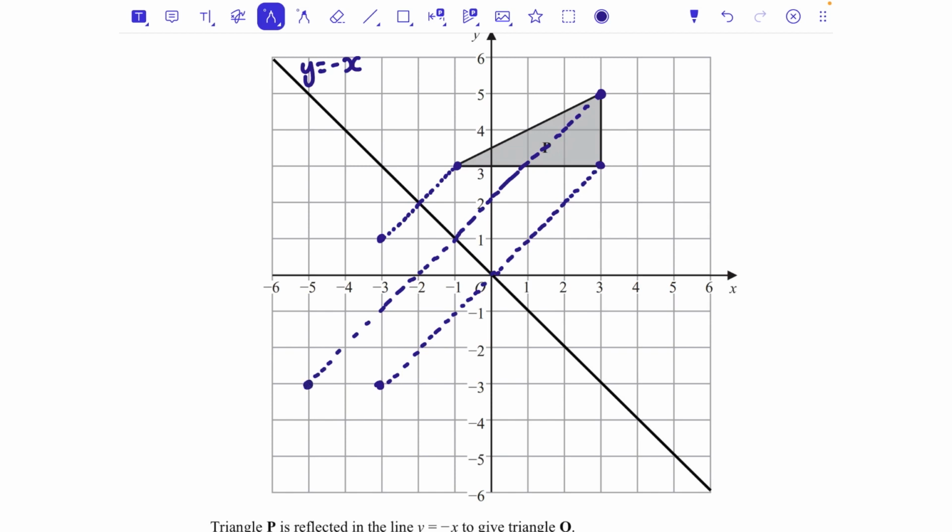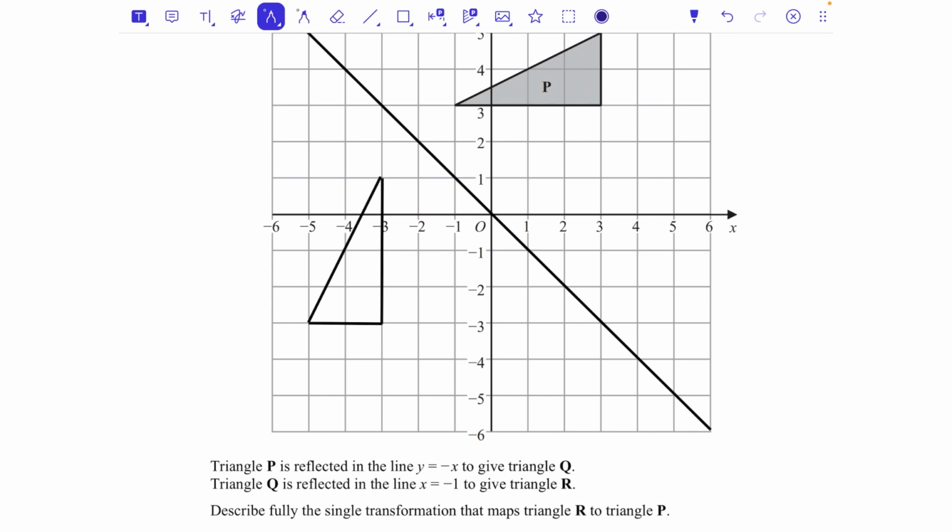And then all we need to do is join those up. So I'm going to go here, here, and here. And we know that that is triangle Q. Getting rid of those lines. So we've done that and we're going to label it Q.